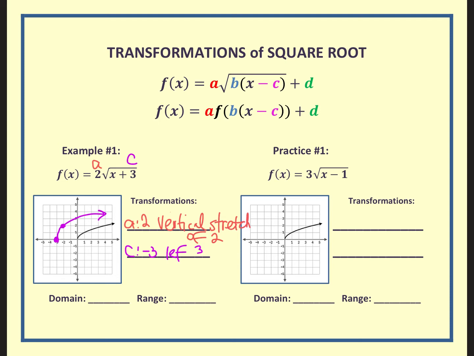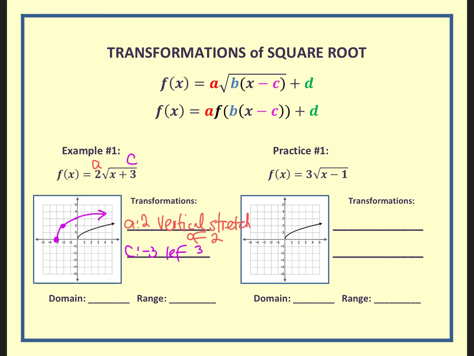Now, they're not exact points, but I'm going to tell you that that A value does not change your domain and range unless it's a negative. Why would a negative matter? Because it's going to flip it upside down, which would affect your range, but not your domain. Okay, so your A value made it stretch, but it did not affect your domain or range since it was positive.